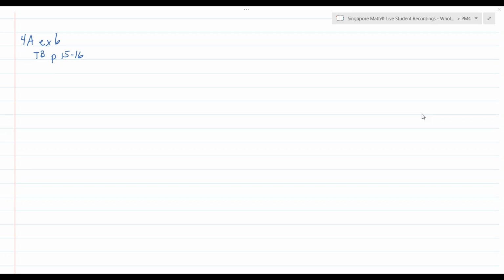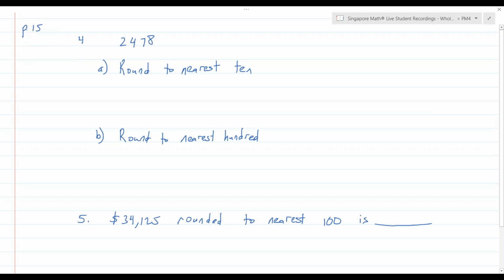Today we'll talk about Workbook 4A, Exercise 6. In the textbook, we're looking at page 15 and 16. And today we're going to continue talking about rounding.